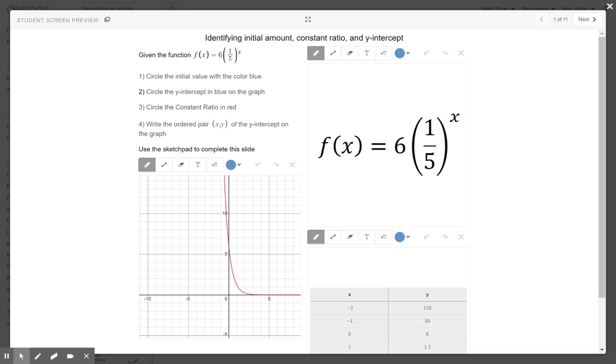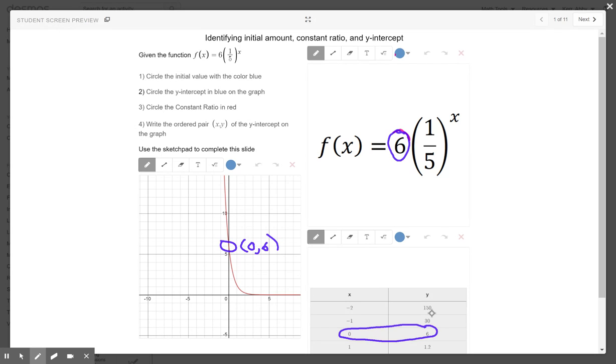All right, in this video, we are going to go over 6.2 practice number 3. So it says circle the initial value in blue. So the initial value is going to be our A value. That's the number that's in front. It is also our y-intercept. So then it's 0, 6. And you can get that on the table as well.